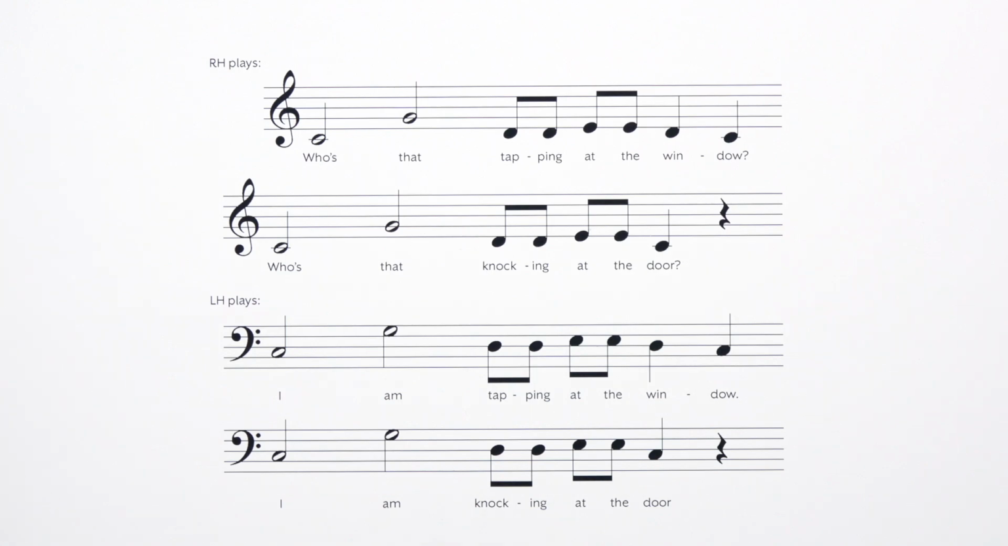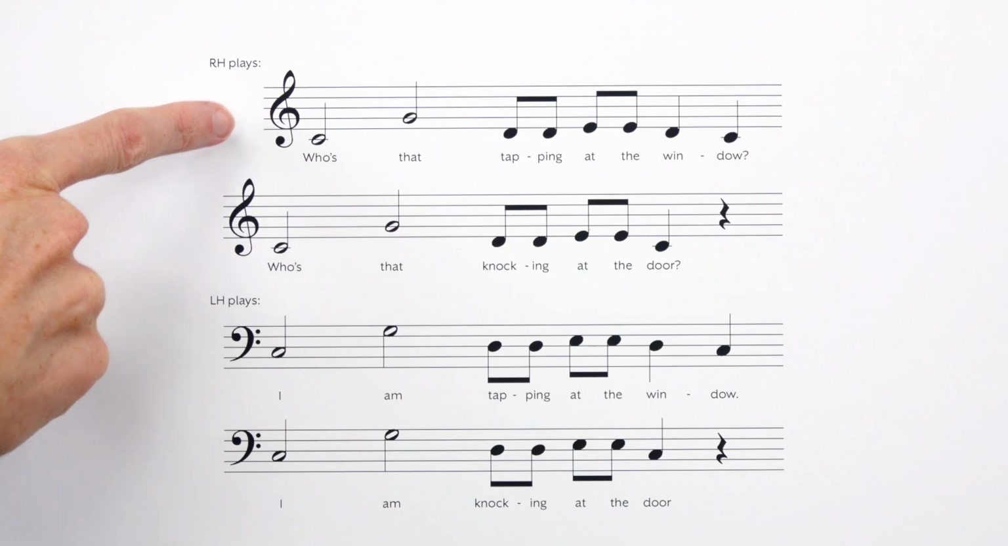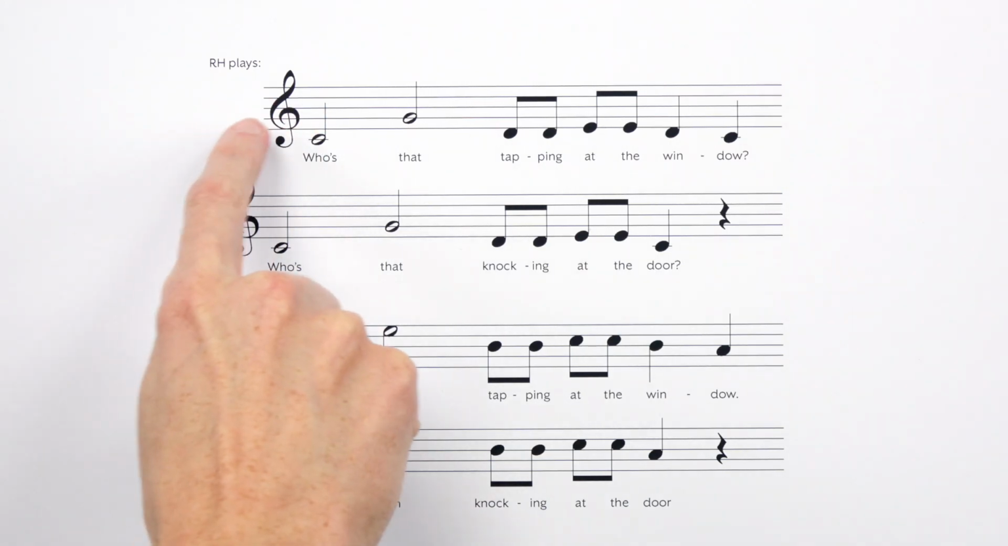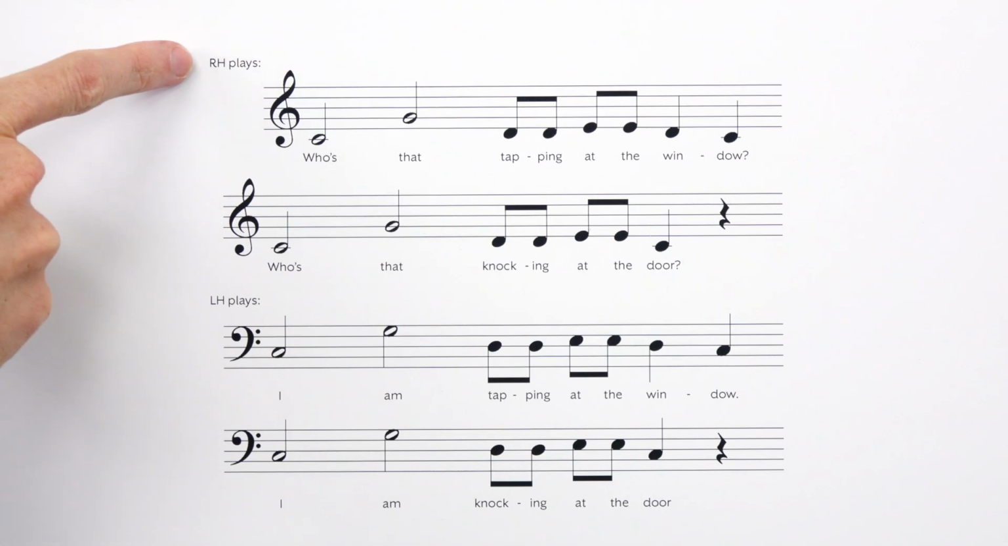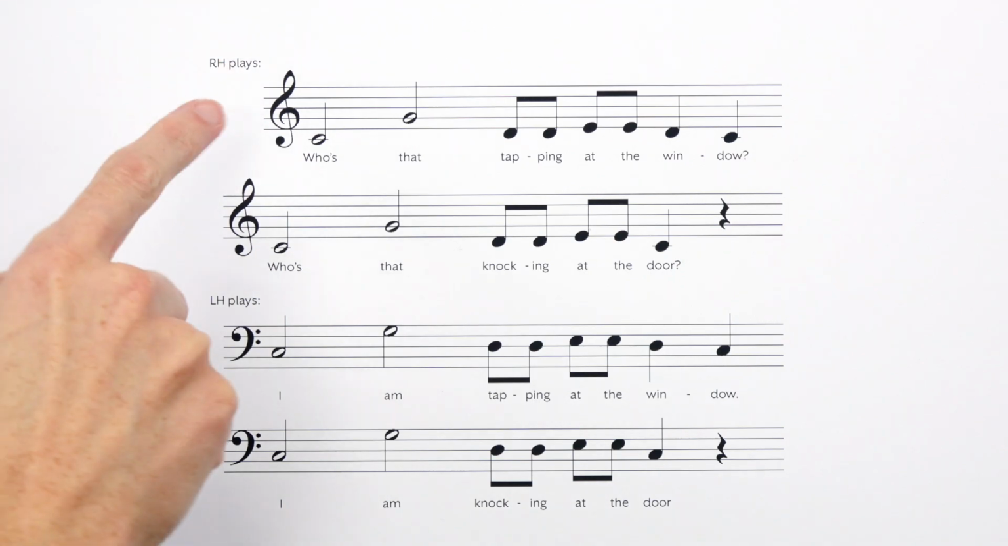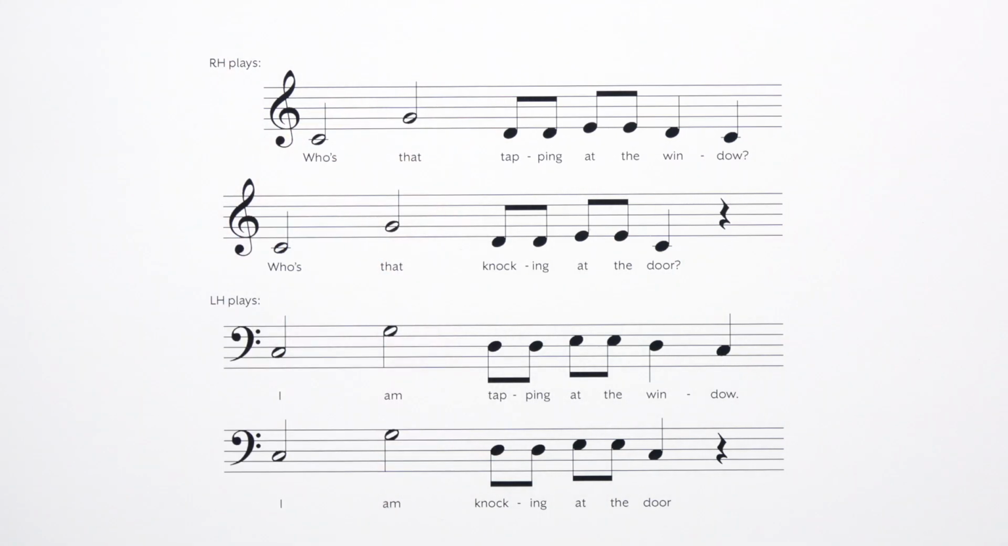Let's check out the sheet music for Who's That? Just take a glance at this and tell me what you notice. You might notice our treble clefs here. So we've got a treble staff, another treble staff. And that's going to be played by the right hand. Remember, usually the right hand handles any of the notes in the treble staff.